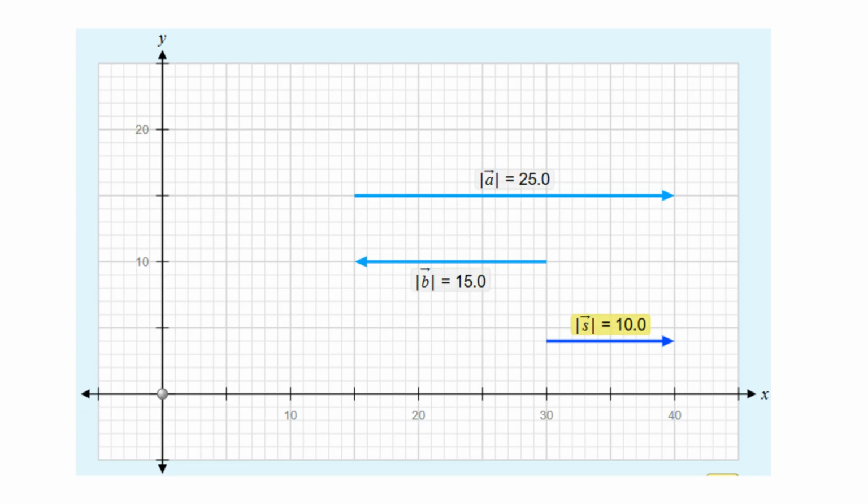Visualizing case 4, vector A is 25.0 units right, and B is 15.0 units left. The resultant S is 10.0 units to the right, following the larger vector's direction.